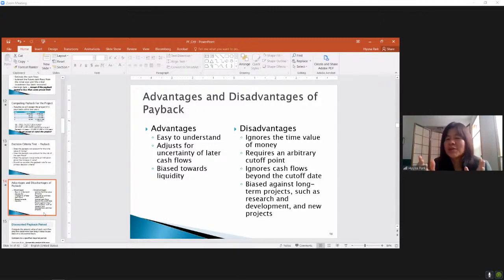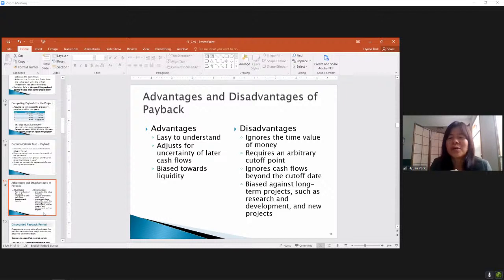But when we calculate the payback rule, the faraway cash flows usually don't matter, because we just consider how long it takes to pay back, using the earlier cash flows. Longer-term cash flows don't play any role in the payback rule. So that's an advantage: the payback rule automatically adjusts for uncertainty of later cash flows.